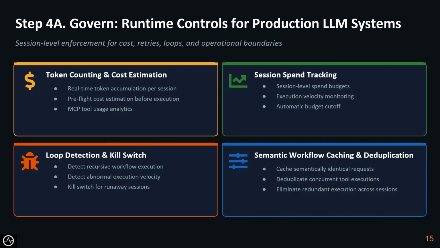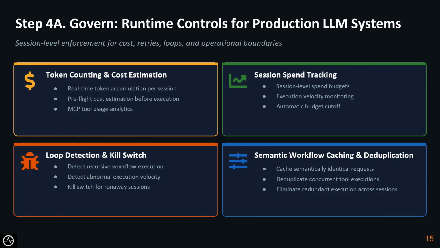So third, we need loop detection and kill switch. This is what prevents the kind of recursive orchestration loop we saw in the $2 million weekend incident example. So finally, we need semantic workflow caching and deduplication. If 10 agents or 10 executions ask effectively the same question, the platform shouldn't execute the same workflow 10 times, right? So these are the runtime controls required for production scale agents.